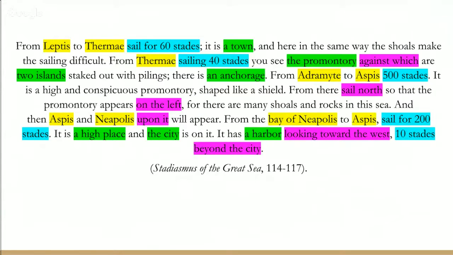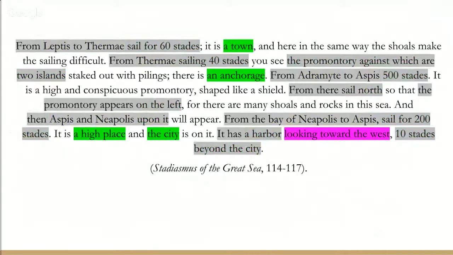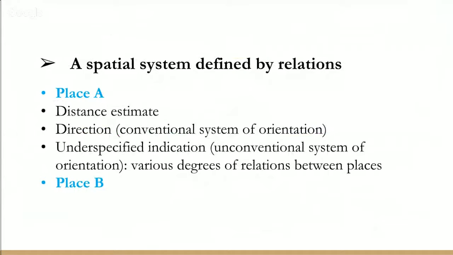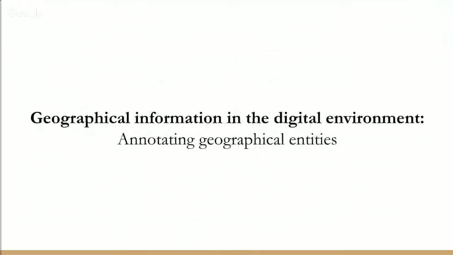And if we look at this example closer, we can easily see that these annotations are not necessarily isolated data sets. In fact, all these concepts are connected together, and places are obviously described in terms of the relations with other spatial entities. So everything is connected, and even the indication of a distance is based on a relation between two places, essentially. One is the point of origin, and one is the point of ending. So we could probably indicate the majority of these annotations in this way, in order to emphasize the place-relatedness that is the basics. So ancient and medieval spatial systems are defined by relations between two places with an edge that can be a distance estimate, a direction, a conventional direction, or something that is more vague, underspecified, so an unconventional system of orientation, as we mentioned.